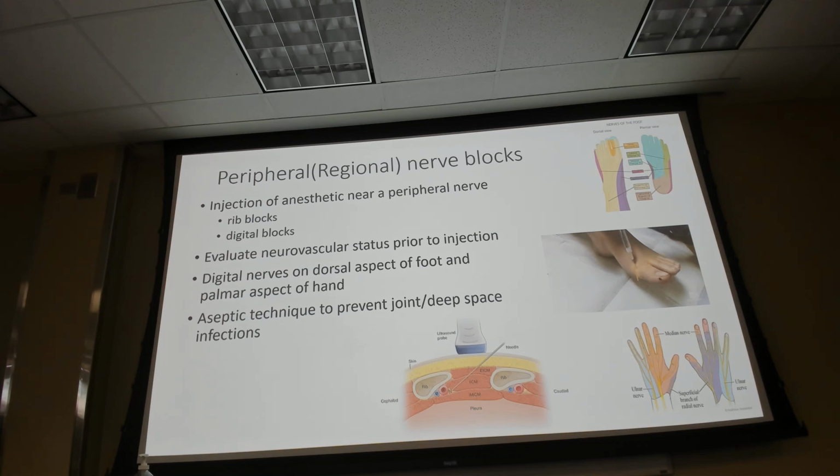And we obviously want to make sure to use aseptic technique. We don't want to cause any joint infections or anything like that. And then you can see the rib. They use it for rib blocks a lot too. And you can see where that nerve is.